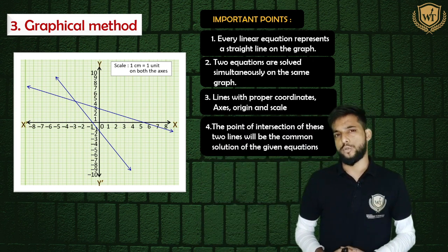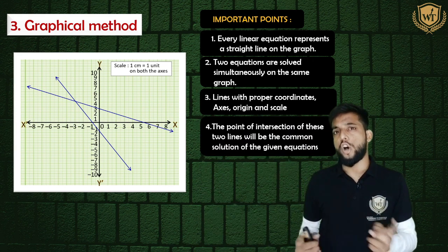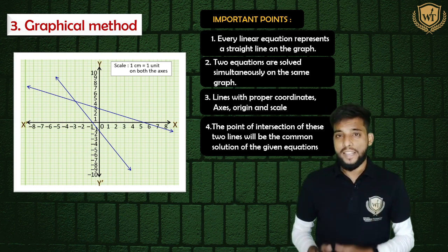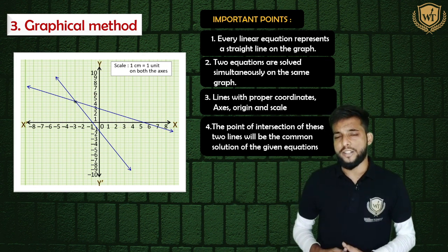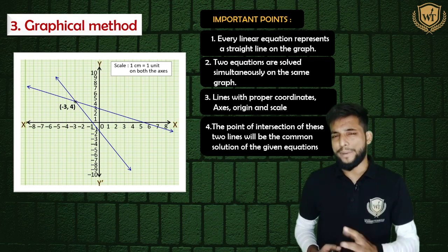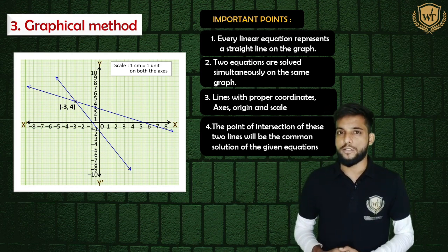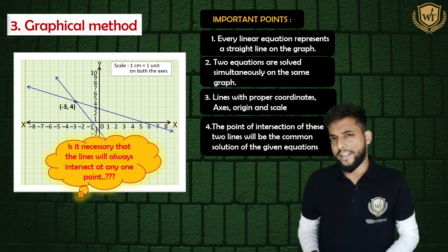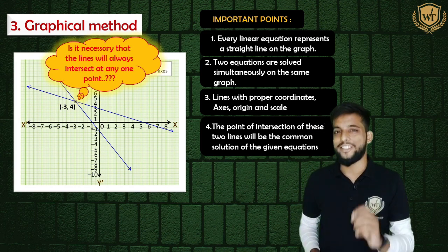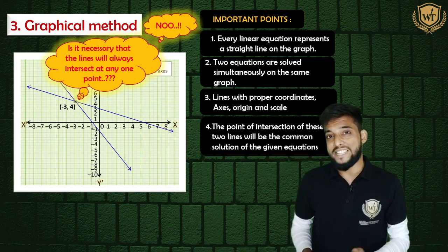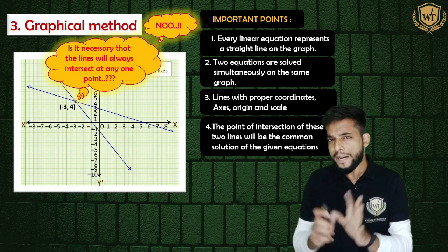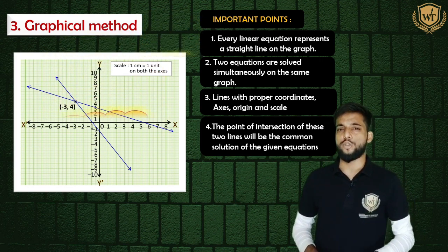Now point number four students, the point of intersection of these two lines on the graph will give us the common solution. Like in this case, the point of intersection is, let us say, -3, 4. So -3, 4 will be the common solution for these two linear equations. Now students, you might be wondering, is it necessary that lines hamesha intersecting hogi? The answer is no. Because we know lines intersecting ho sakti hai, parallel ho sakti hai, ya fir overlapping bhi ho sakti hai, right? So there might be some conditions for them. Let us understand those conditions.